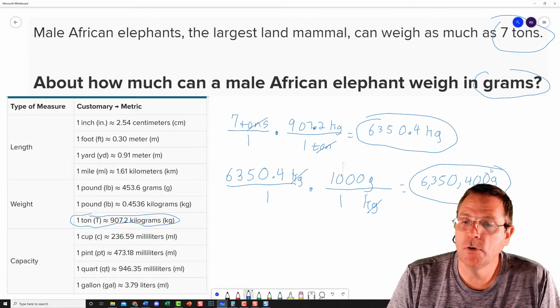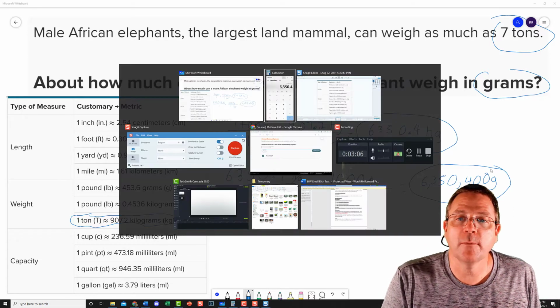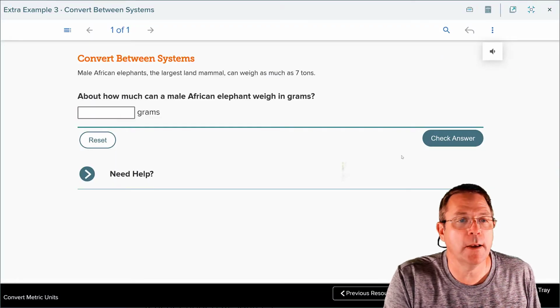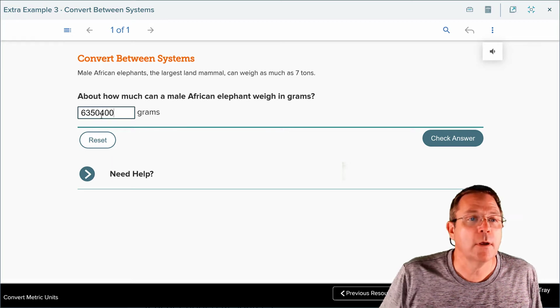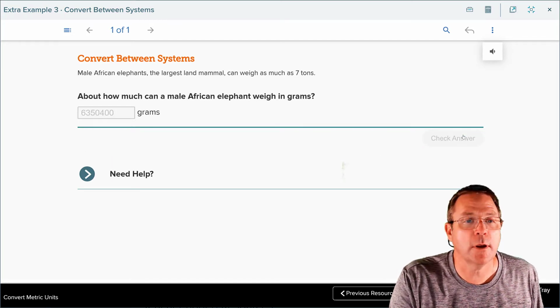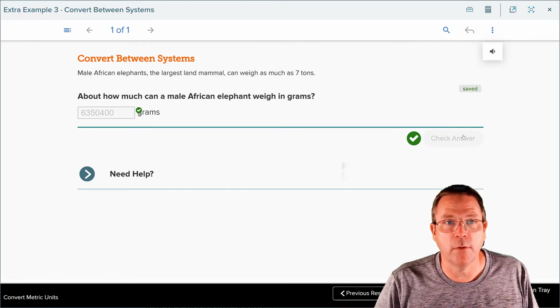It is 6,350,400 grams. Let's plug it in and test it, see if we're right. We've got 6,350,400. Check our answer, and we are correct. That's an awful lot of grams of elephant meat.